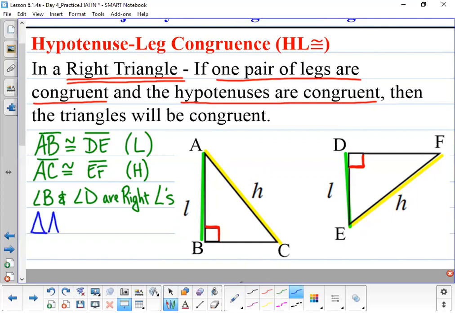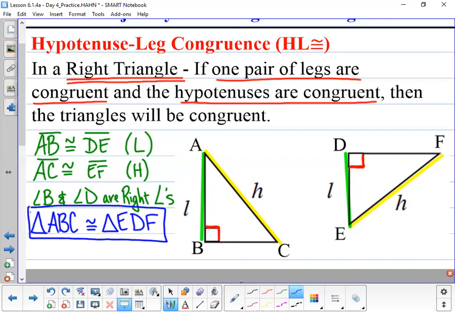So triangle ABC is congruent to triangle. A is going to match with E, so I need to write E first. B matches with D, so D comes second. And then F matches with C. There we go. So here is my congruence statement for hypotenuse leg.